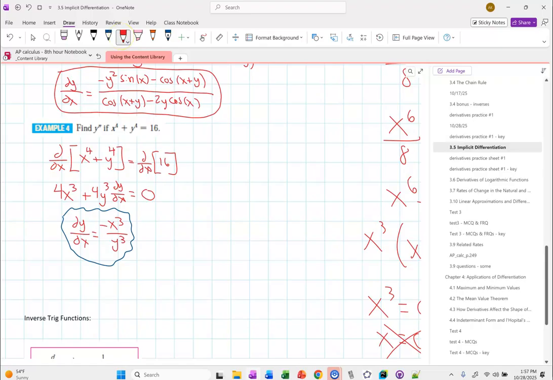But I don't want dy/dx, right? It wants the second derivative. So I'm going to take this and now do the derivative of both sides again.